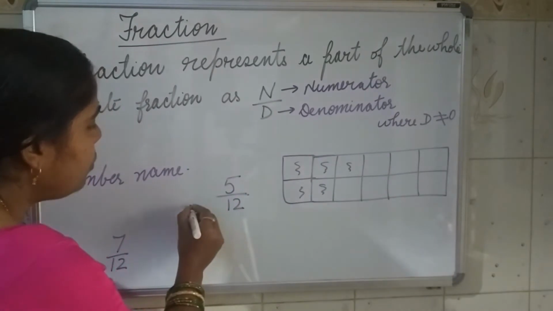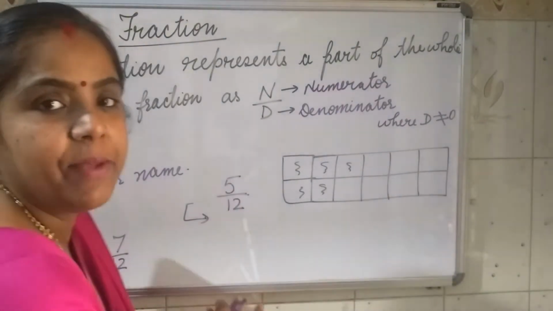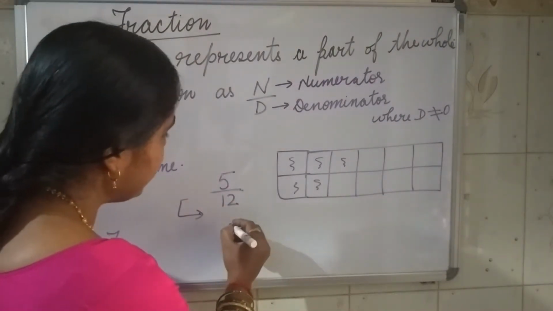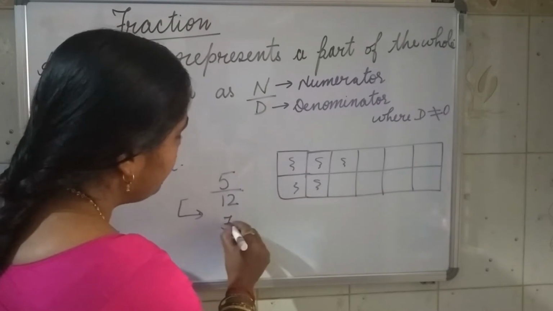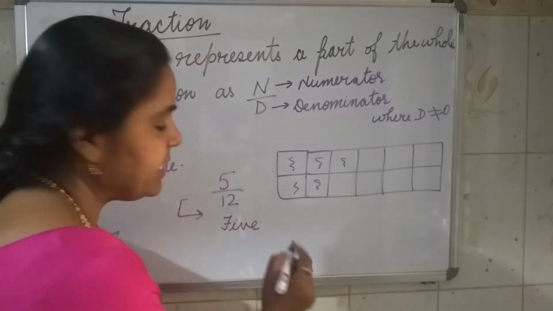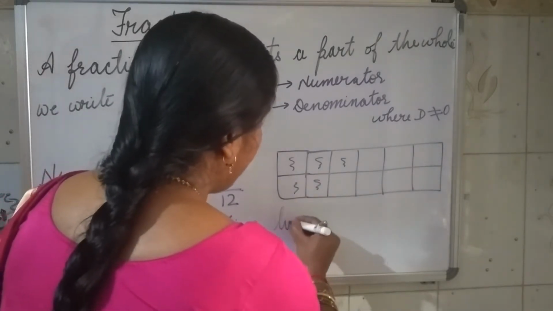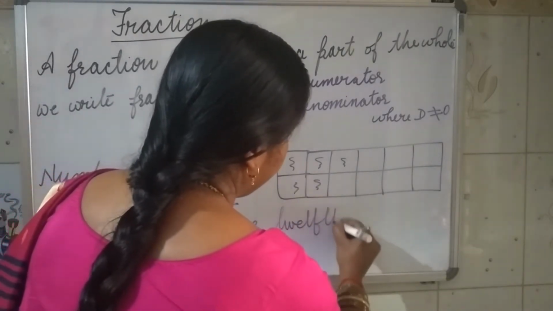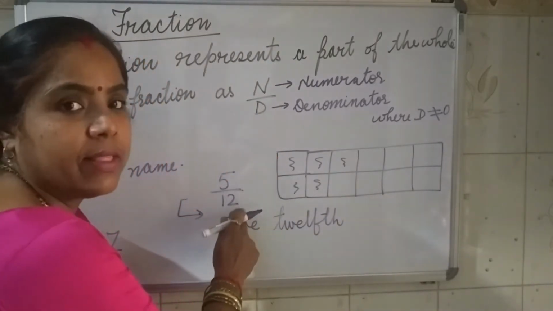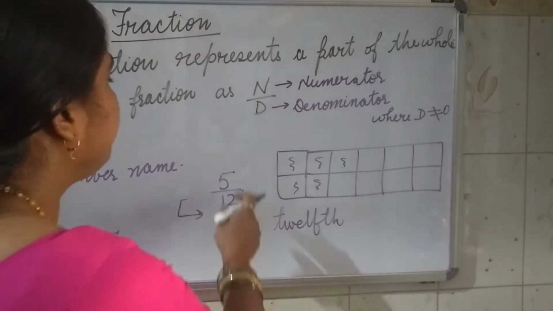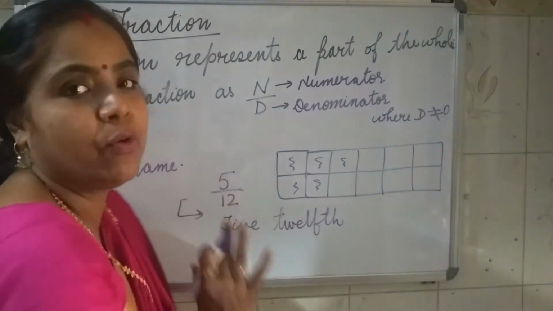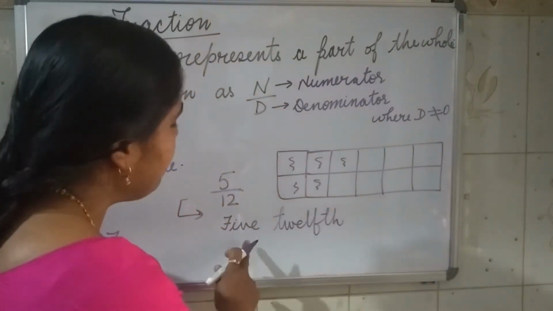Okay. Now how do we write the number name of this one? 5 by 12. So what is the name of this fraction? The name of the fraction is five. The numerator is written as a whole number, this is 5. And whatever the denominator is, it is written as an ordinal number. So what is the ordinal number for 12? It is twelfth. So it is five twelfths. Commonly people call it 5 by 12. Both are there. But when you are reading it, it will be 5 by 12, and when you are writing the number name, it will be five twelfths.